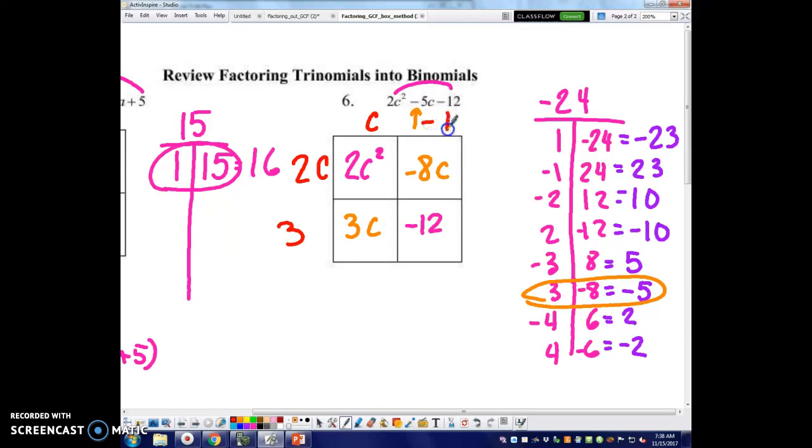Negative 4. So now go back and check everything and be sure you did it right. 2c times c is 2c squared. That worked. c times 3 is 3c. Awesome. Negative 4 times 2c is negative 8c. Great. Negative 4 times 3 is negative 12. Great. So what are our factors? 2c plus 3 times c minus 4.